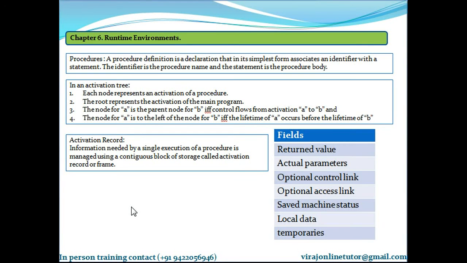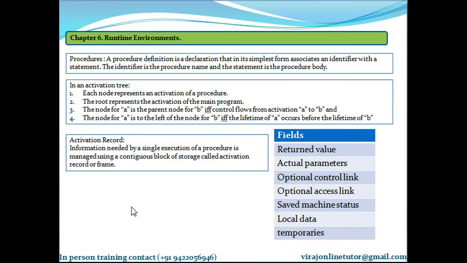Now what is an activation record? Information that is needed by a single execution of a procedure is managed using a contiguous block of storage called an activation record. I repeat, information that is needed by a single execution of a procedure is managed using a contiguous block of storage called an activation record. So I'm going to explain now the purpose of the different fields in an activation record.